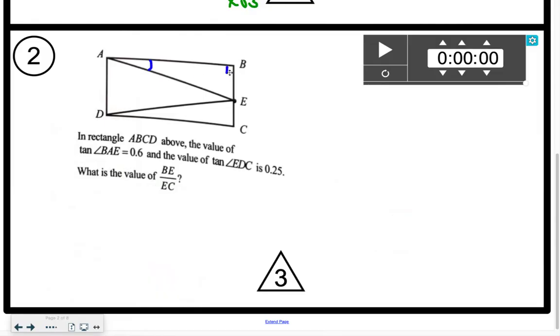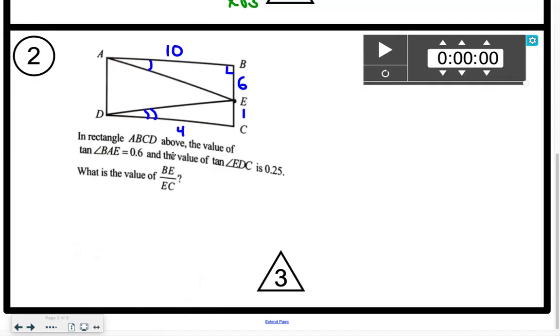So we have, it's definitely a right triangle because it's a rectangle. And if the tan is 0.6, I can think of 0.6 as 6 over 10, then that means the opposite would be 6 and the adjacent would be 10, because tangent is opposite over adjacent. And then if I go down here to angle EDC, the tan is 0.25. Well, 0.25 is 1/4. So therefore, the opposite would be 1 and the adjacent would be 4, right?